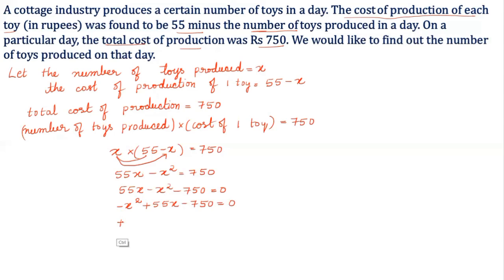If you want, you can change the sign, because the first term itself is the negative term. If you want to change the sign of all the terms, that is x square minus 55x plus 750 is equal to 0.